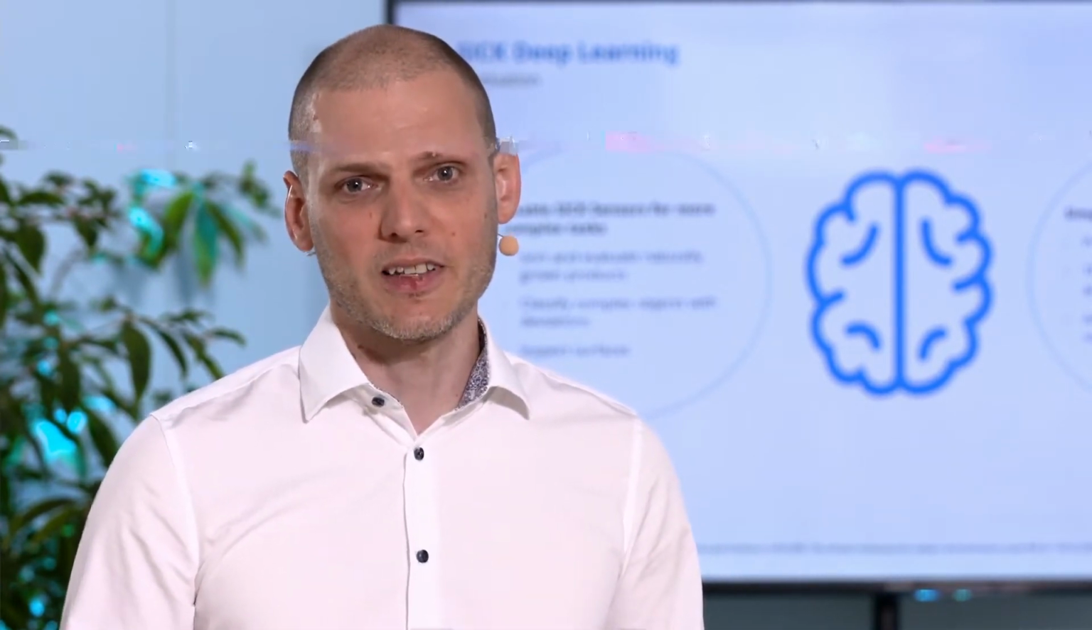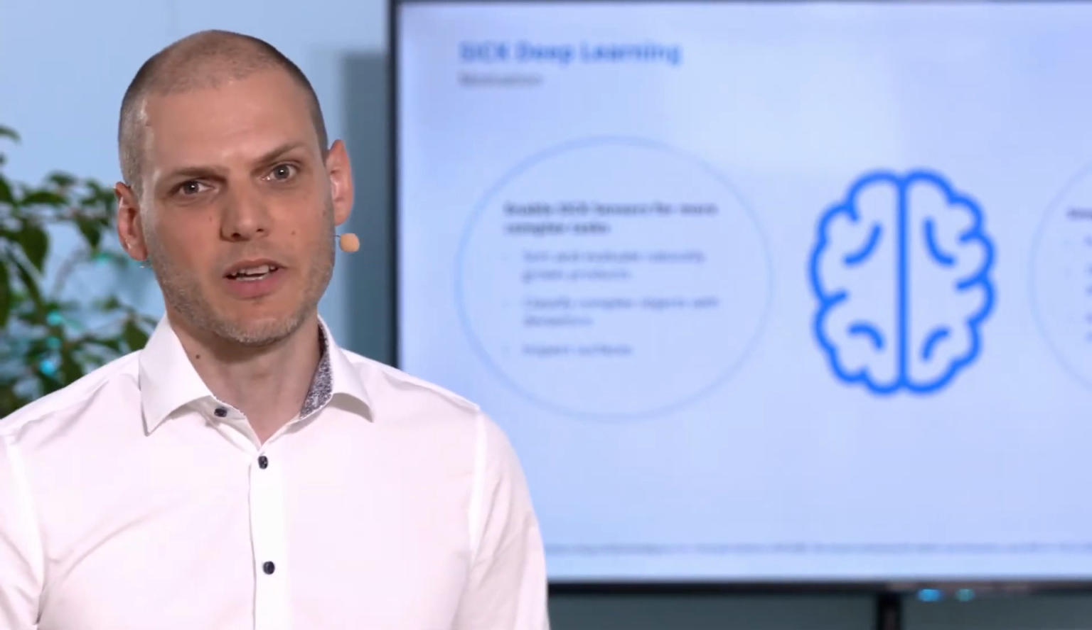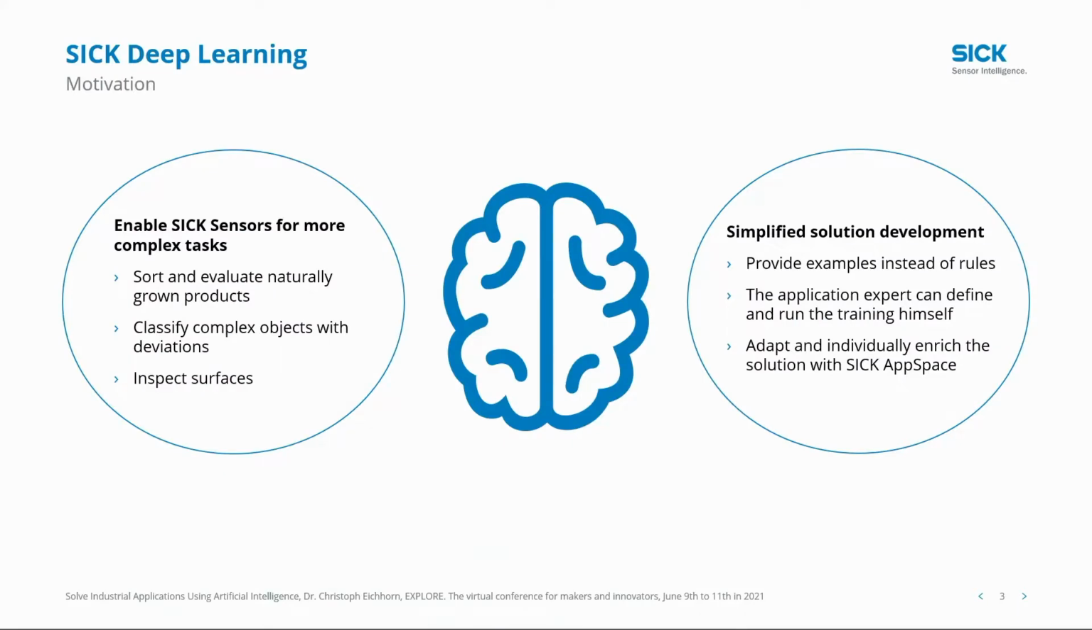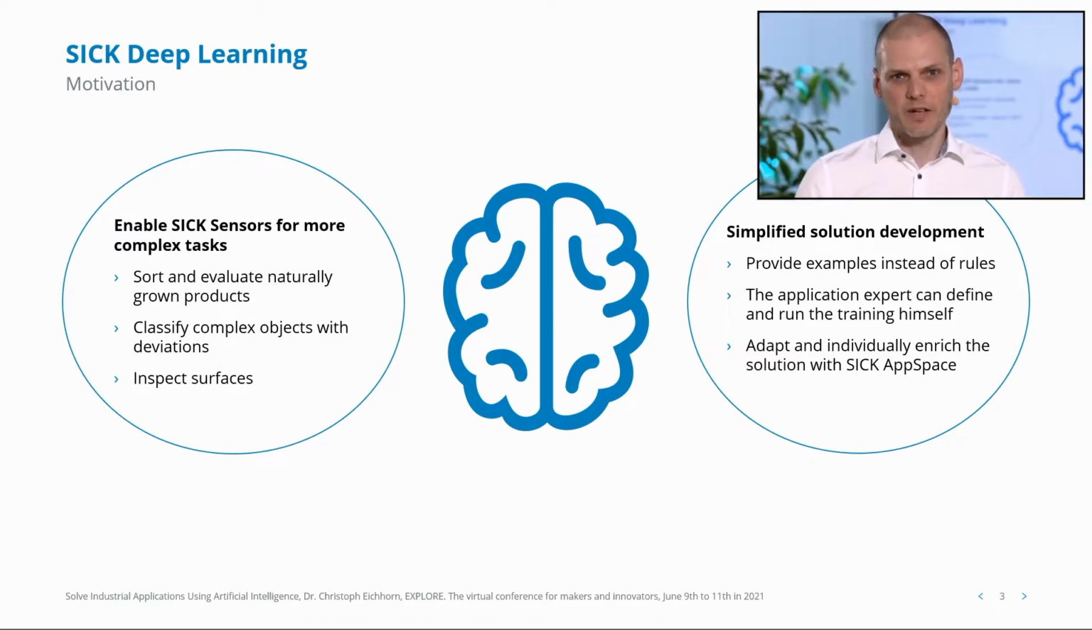Wow, so what does artificial intelligence and what does deep learning mean to us? If you ask me, there are 2 points that I would like to highlight. The first one is that it allows us to solve more complex tasks and applications than we were able to do so far. And the second point is that it can tremendously simplify the solution development. The reason for this is that with artificial intelligence, with deep learning, we are moving away from solving applications with a very detailed set of rules towards explaining to our sensor how to solve an application on the basis of examples. And how does that look like?